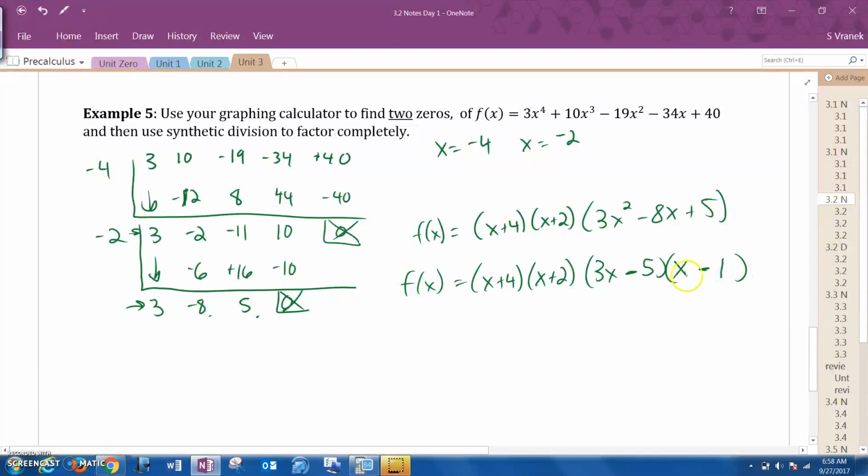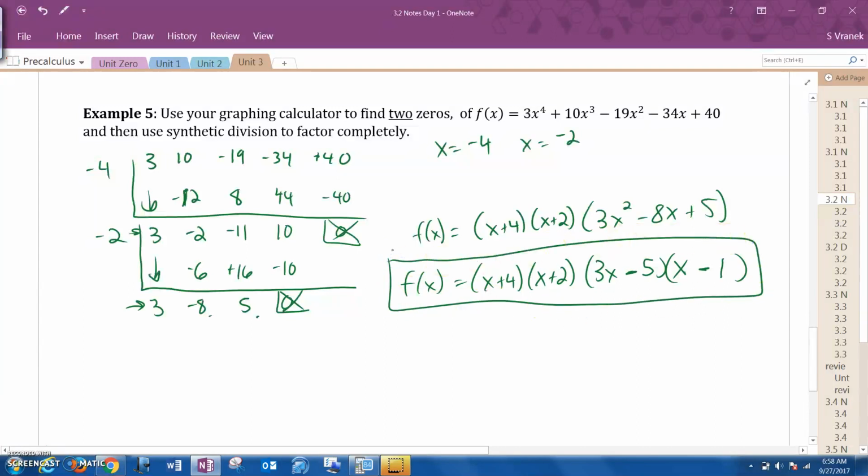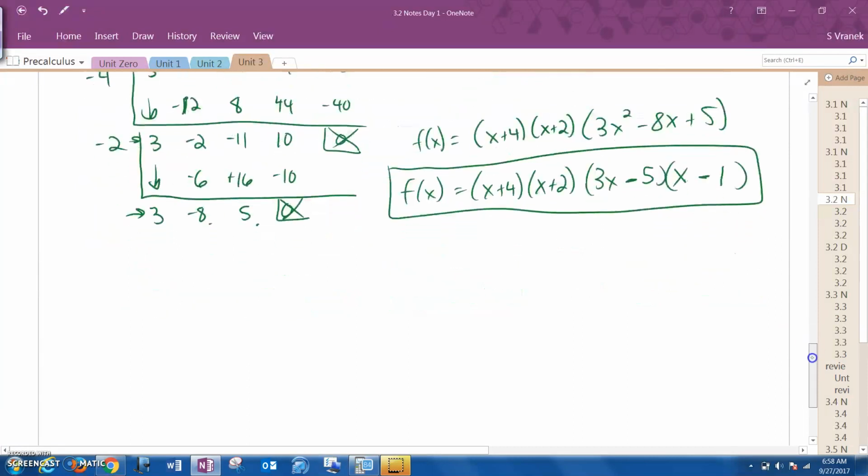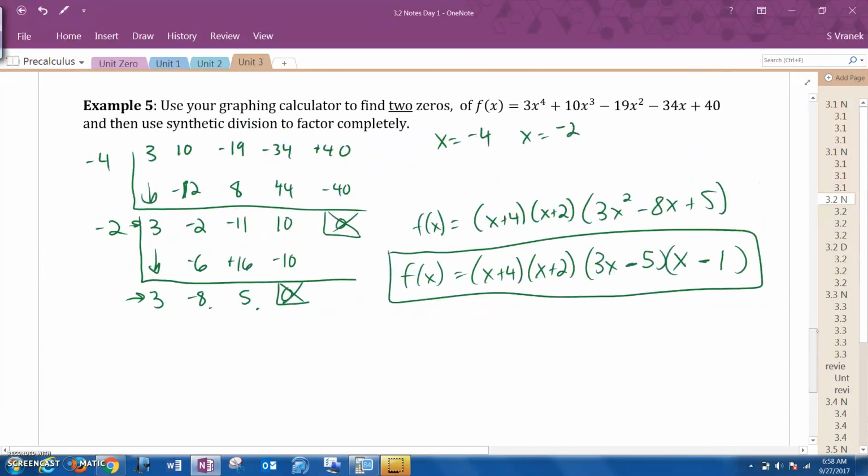Which makes sense because we actually knew on the graphing calculator, we saw that 1 was one of the zeros. So this should have been a factor. And then this is the remaining 0, which is at 5/3. So that is the function completely factored using synthetic division to get it down to a quadratic and then going from there. All right, that is it for today.